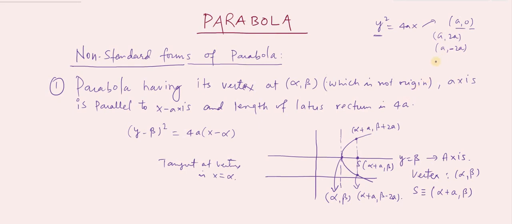Now as origin has been shifted to alpha comma beta, therefore we will just add alpha in the x coordinate and beta in the y coordinate. So we will get the point alpha plus a, beta plus 2a, alpha plus a, beta minus 2a.